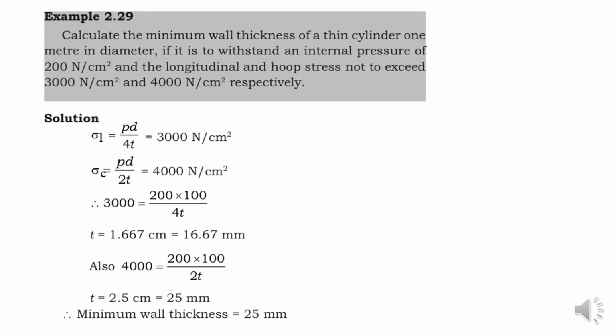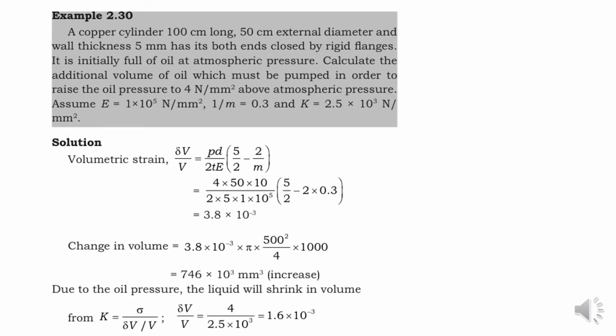Now, so the minimum wall thickness which is required to withstand all these pressures is 25 mm. Next question: a copper cylinder 100 centimeter long, 50 centimeter external diameter, and wall thickness 5 mm, has both ends closed by rigid flanges. It is initially full of oil at atmospheric pressure. Calculate the additional volume of oil which must be pumped in order to raise the oil pressure to 4 Newton per mm square above atmospheric pressure.